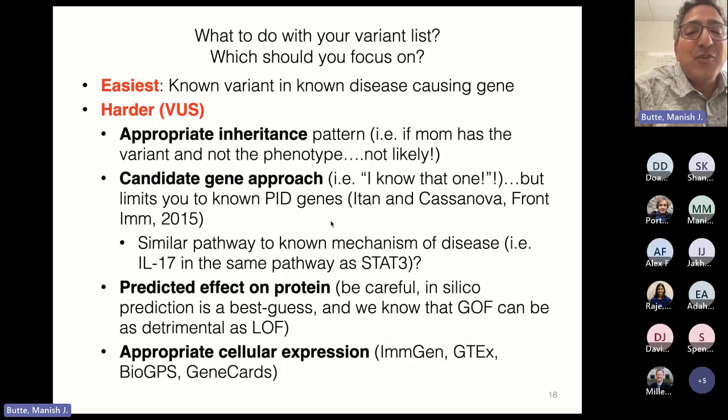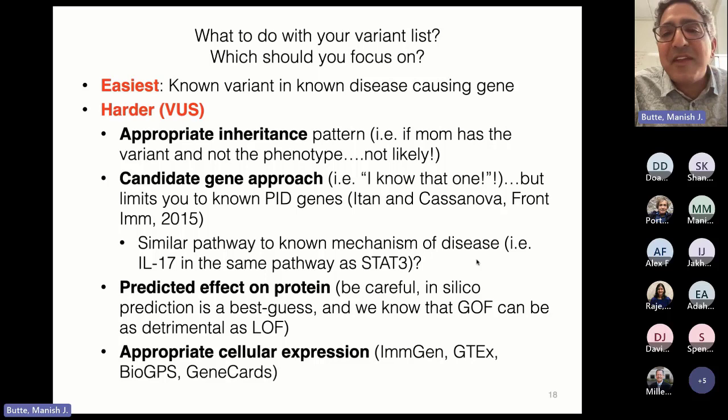You could do a candidate gene approach. You can say, oh, this is a gene that I saw a paper on in a mouse. Maybe this is in the same pathway as a known mechanism. I have a patient who looks like hyper IgE syndrome. I know that's due to STAT3. Maybe it's also due to one of the kinases for STAT3. Maybe that's a good one to work on, a kinase for STAT3. So try to pick candidate genes based on some knowledge you can bring about the primary immunodeficiency genes that we know so far.